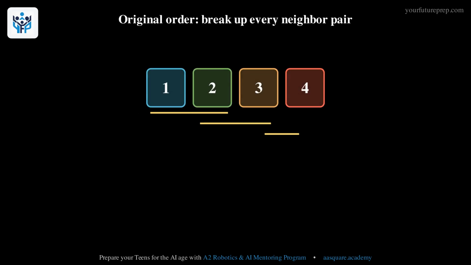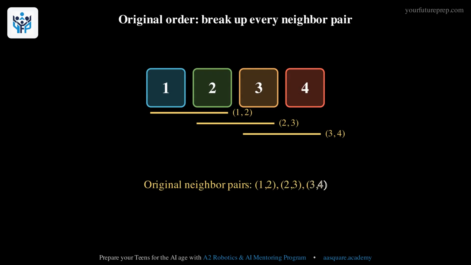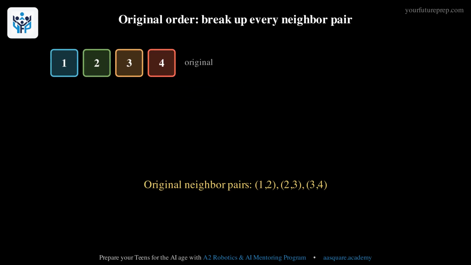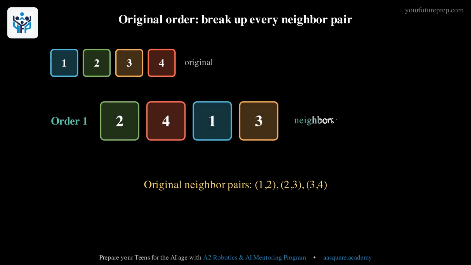Label the students 1, 2, 3 and 4 in their original order. The people sitting next to each other are the pairs 1 and 2, 2 and 3, and 3 and 4. These are the pairs we must break apart. We need a new left to right order in which none of those pairs sit together. Checking every arrangement, only 2 of them work.